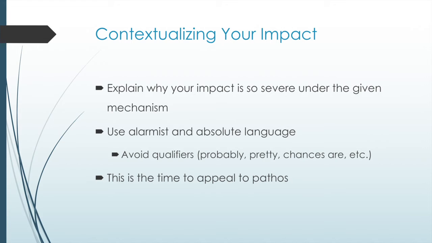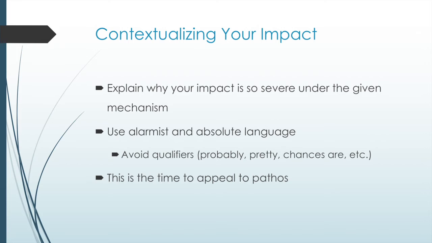A lot of times people will be using alarmist and absolute language. What I mean by that is that they're going to be talking about worst case scenario and assuming that that is true. An effective weighing claim does not use qualifiers. You're not going to be persuading anybody if you get up there and you're like, chances are that a nuclear war would probably affect everybody because it's a pretty big deal and everybody would be involved because all these nations would be launching at each other.